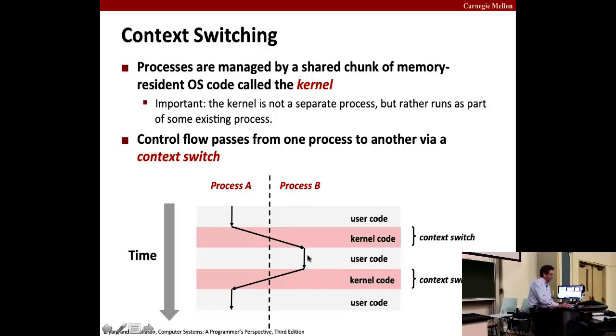And then at some point another exception occurs, and the kernel decides to transfer control back to process A, which picks up where it left off right here. So it finishes executing whatever instruction it was executing at the time of the exception, and executes the next instruction here.